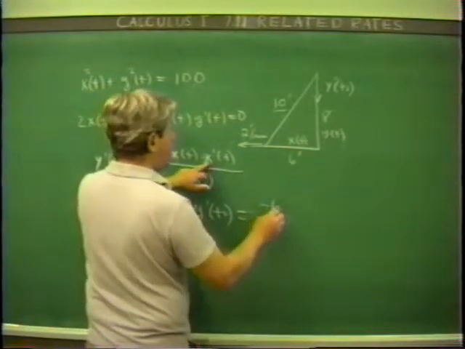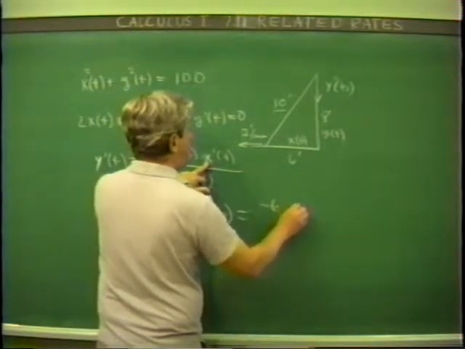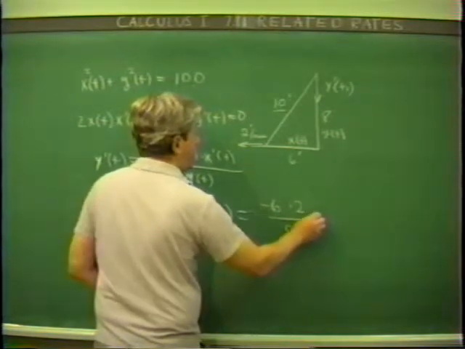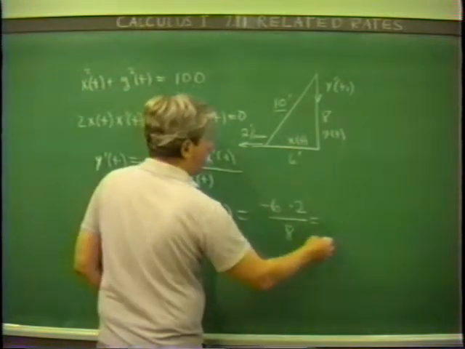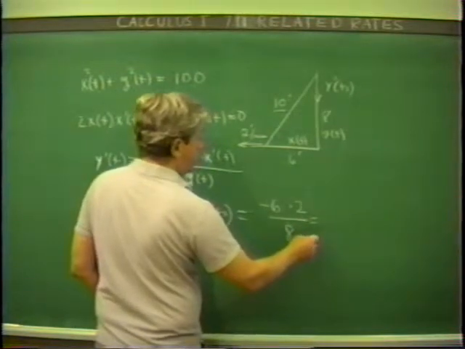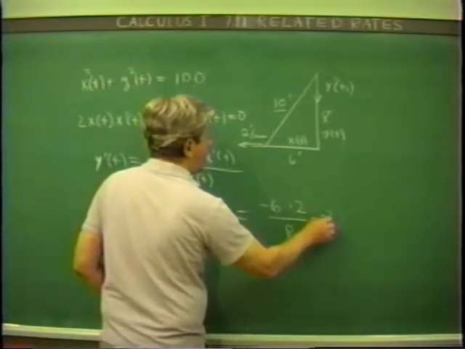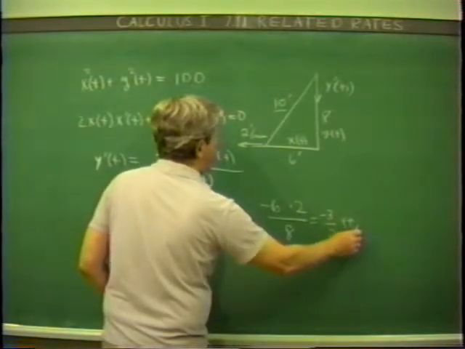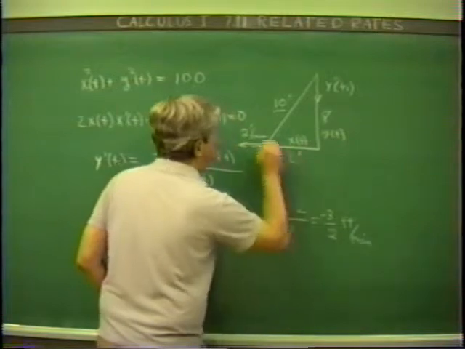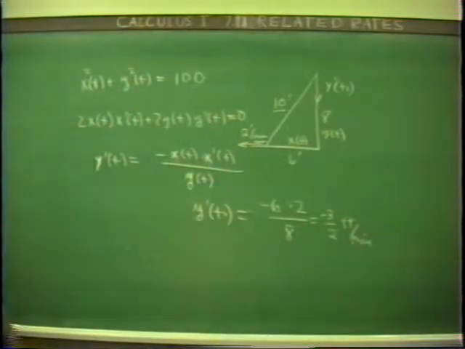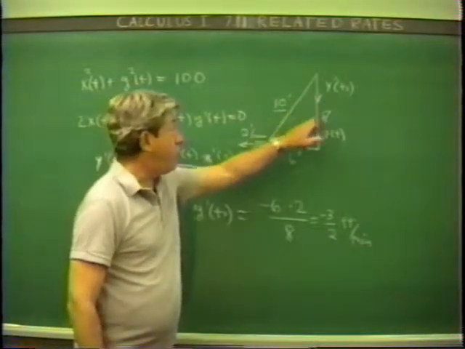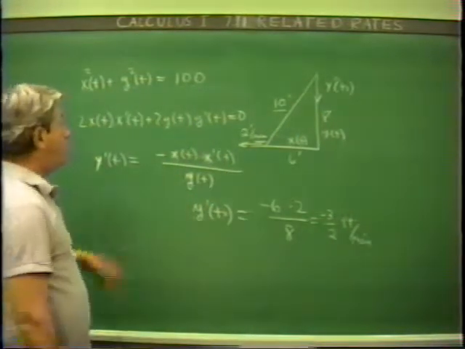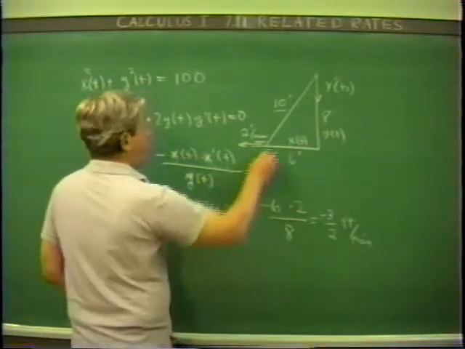At the time we're interested in, x is 6, so it's going to be minus 6 times x prime, which is 2, divided by y, which is 8. So it's going to be equal to minus 12/8, or minus 3/2 feet per minute. The units that were used throughout the problem. So the minus indicates that it's falling downward here, and the rate is 3/2 of a foot per minute.